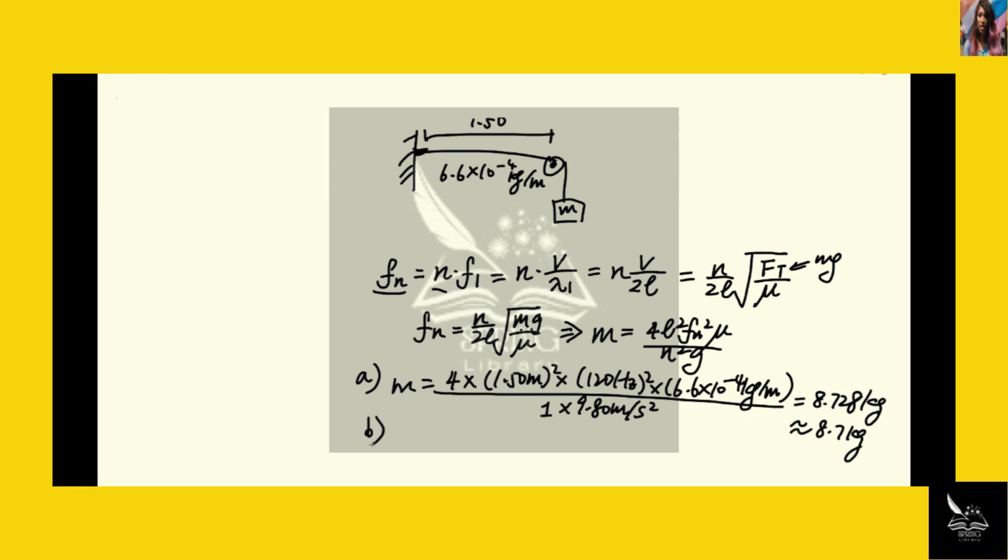For part B, we do not actually need to go through the whole calculation because we can see the only thing that's going to change is n. So in order to have 2 loops, n goes from 1 to 2, so m2 is 1/4 of m1, which is 2.2 kilogram. Same, m5 equals 1/25 of m1 because we go from 1 loop to 5 loops. That is 0.35 kilogram.